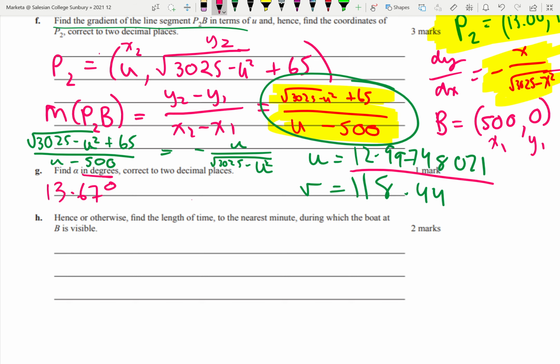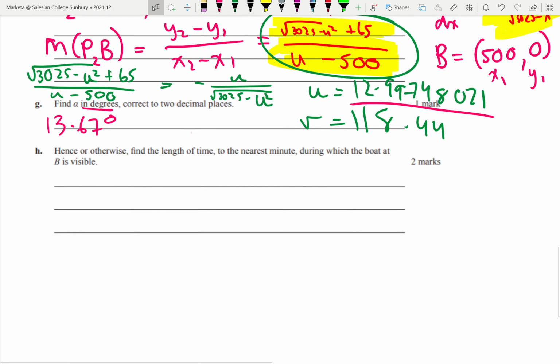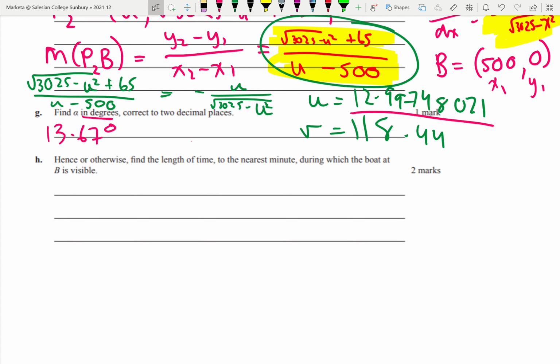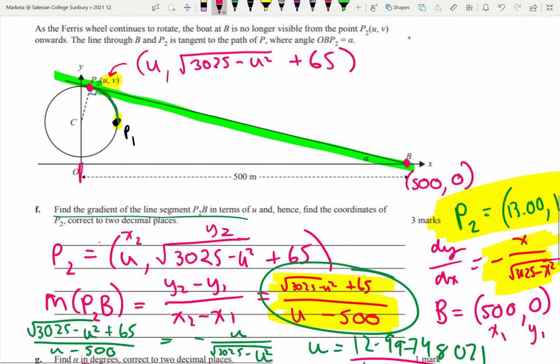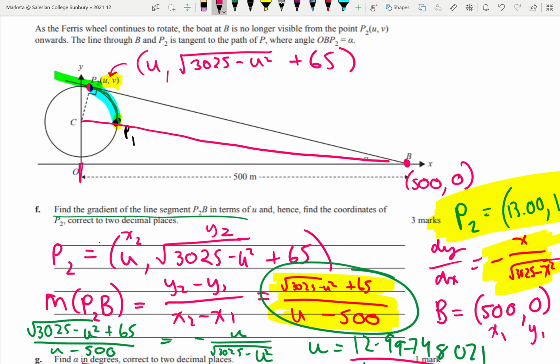Hence or otherwise, find the length of time to the nearest minute during which the boat at B is visible. So where the boat is visible, let's just highlight it, is from here to here. As we said before, when you go beyond that, you can't see the boat, and before that, you can't see the boat. So it's just that blue bit there. So let's see what we need to do. I'm going to stretch that line across there.